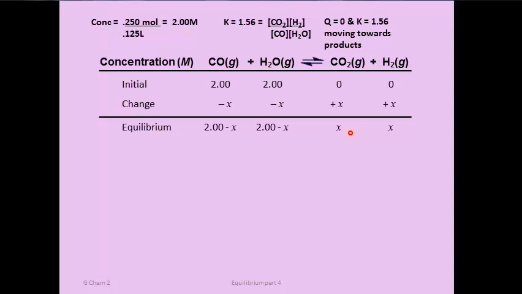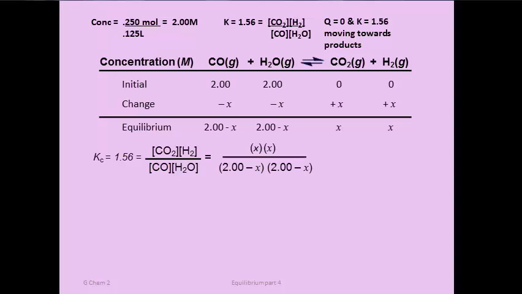Now all we do next is plug these expressions with the unknowns back into the equilibrium expression. So there's your equilibrium expression. Everywhere we see these equilibrium descriptions with the variables, we just plug them in. And then basically we have one equation equal to 1.56 with one unknown, x. So now what we do is just simply solve for x, apply our algebra.